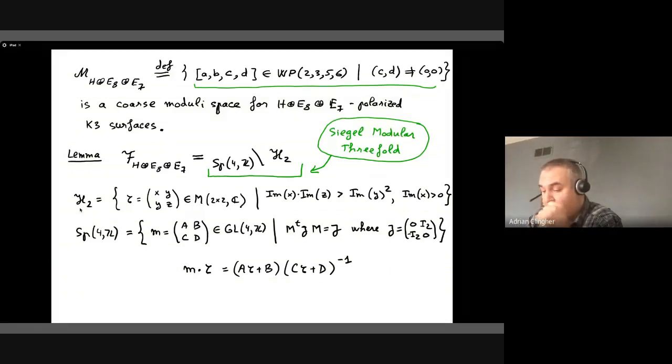And if I look at periods, the domain of periods should be 3-dimensional, and it turns out the moduli space of periods in this situation is the Siegel modular threefold. Again, a classical object in number theory.